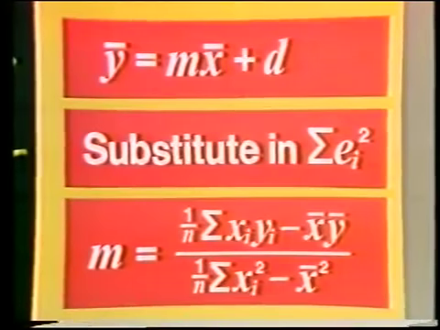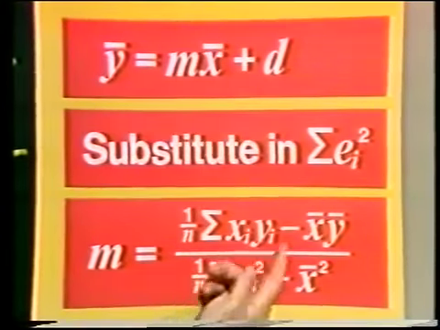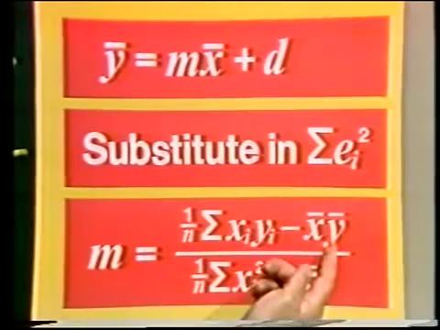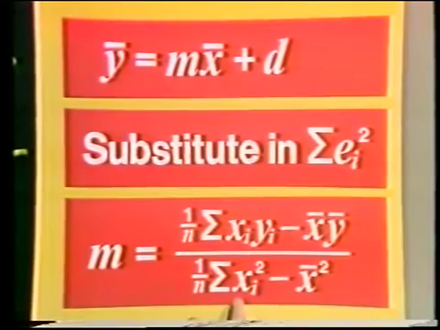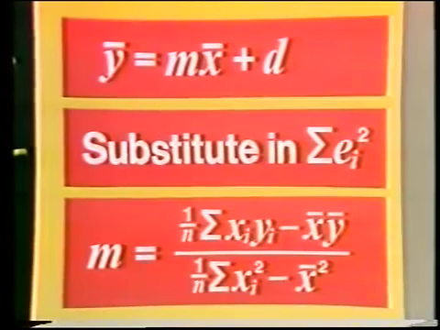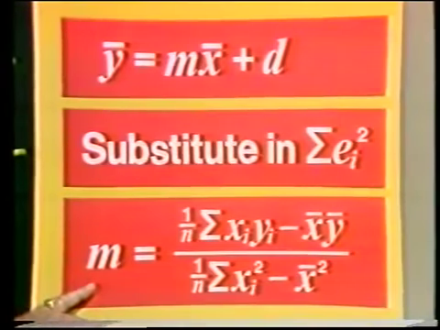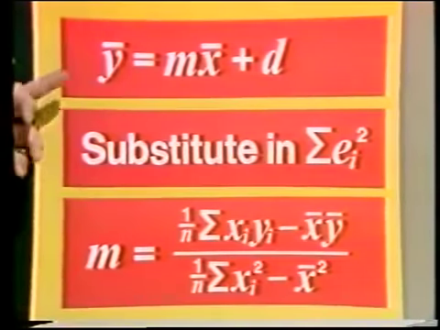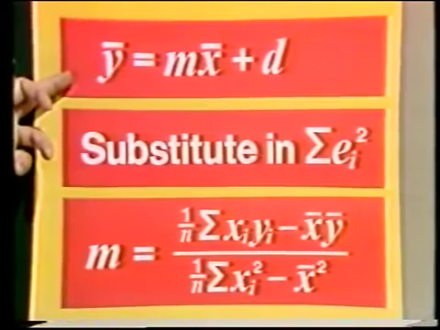It's a rather complicated looking expression, but you'll find all the details in the text. It's the mean of the product minus the product of the means, and it's all divided by the mean of the squares minus the square of the mean. Again, you'll find all these details in the text. Now, when you've got this value of m, you can use this formula to calculate the value of d.